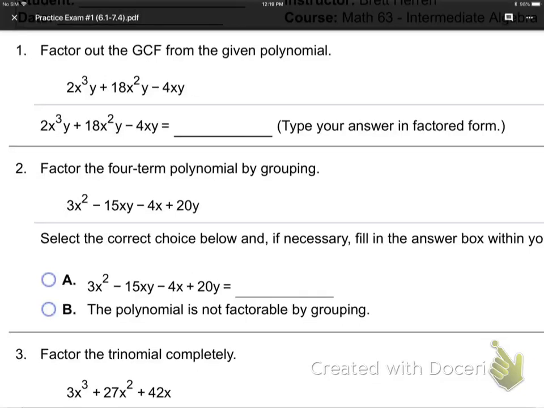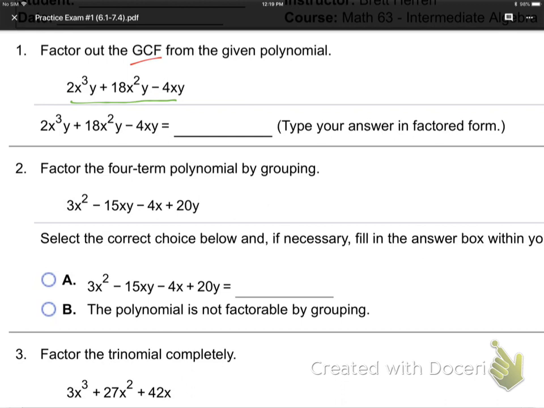Okay, so here we are on practice exam number 1. First question. It's going to be different questions for everybody, but generally the same question. It'll randomize the numbers. First question is to factor that, and it says to factor out the GCF.